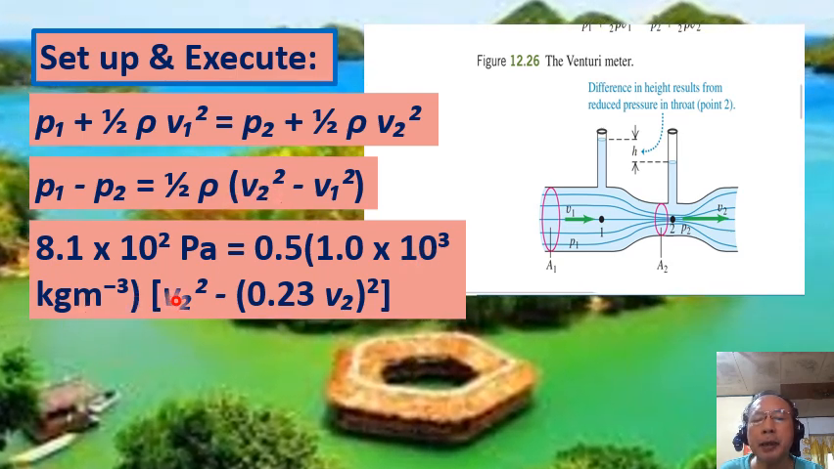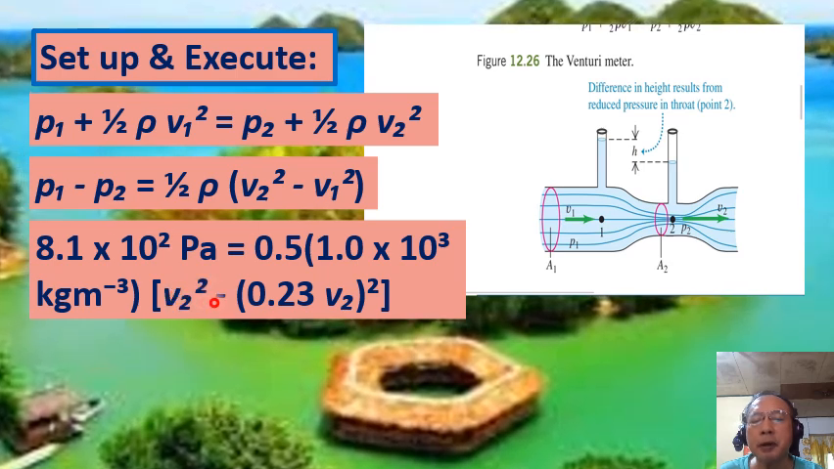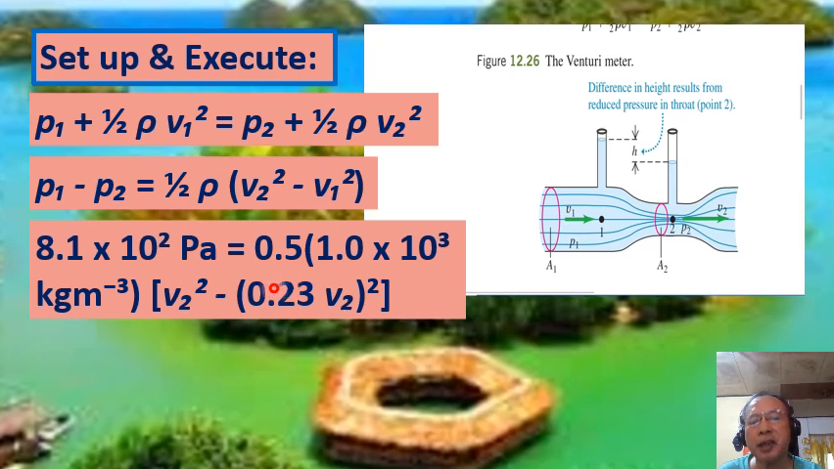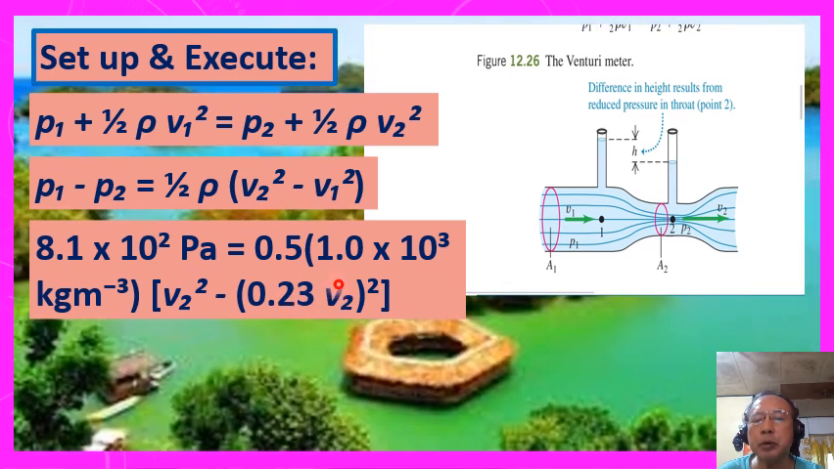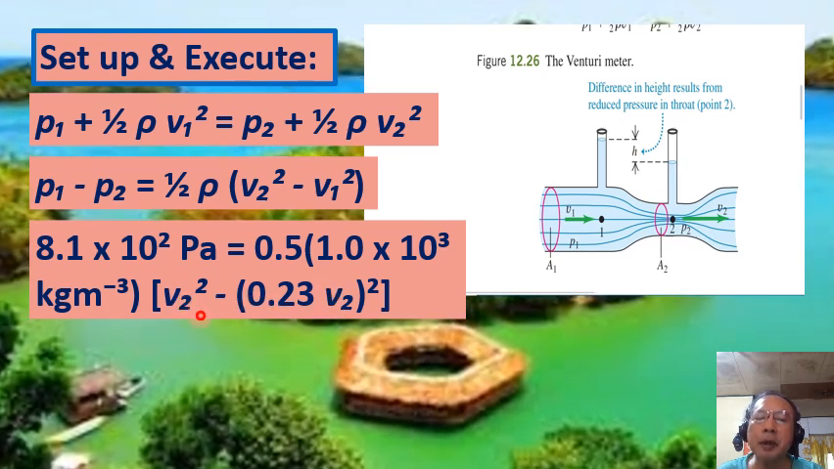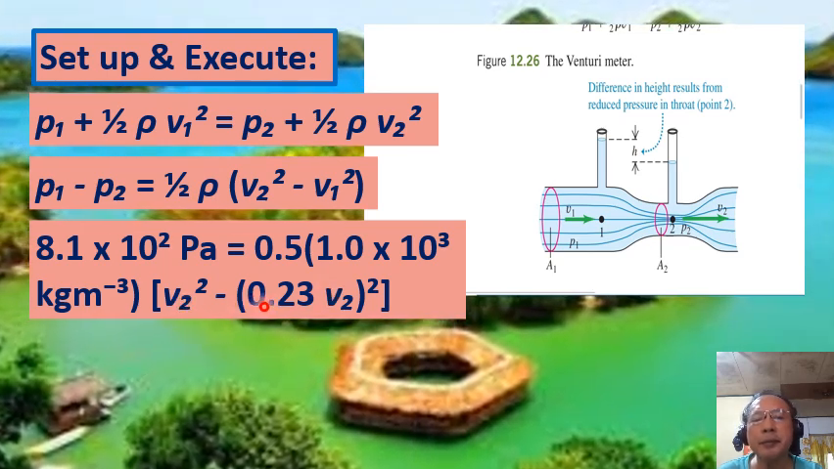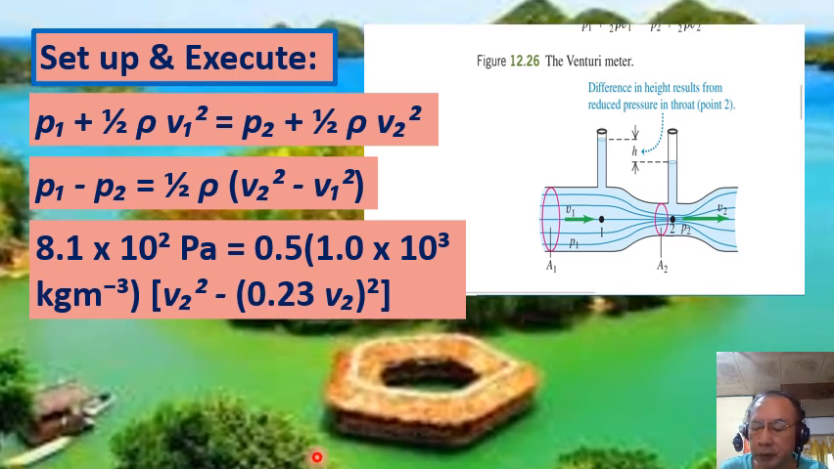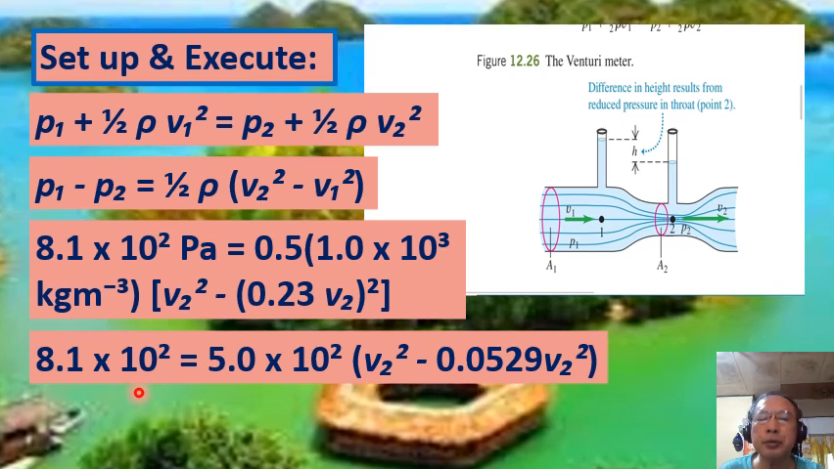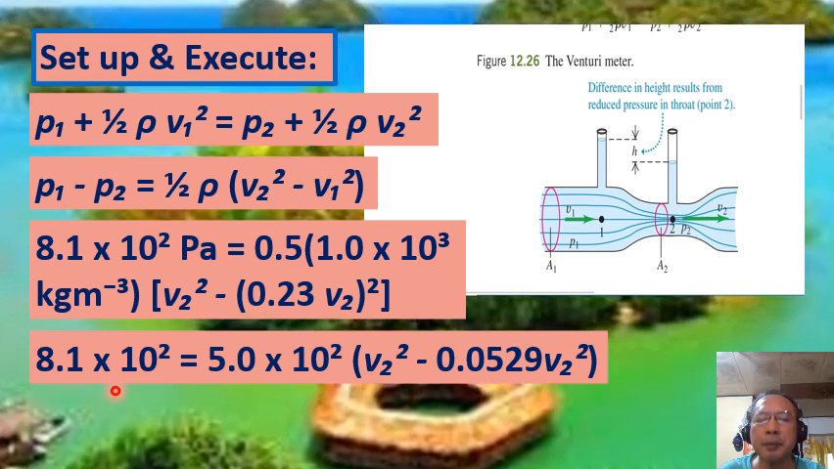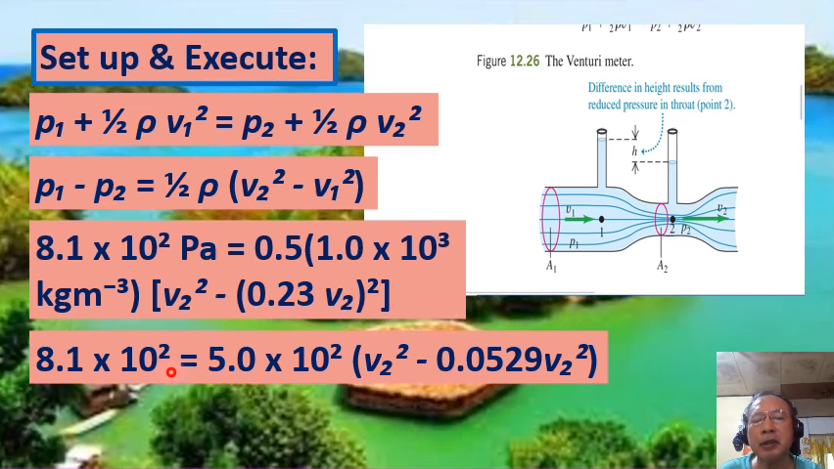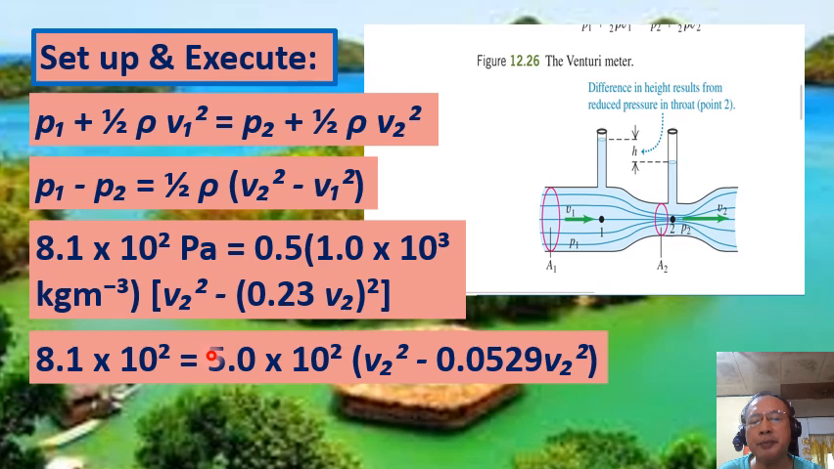And multiply it by V2 squared minus the square of V1, which we now express as 0.23 V2. Square that and subtract it from V2 squared. That is, our equation is now reduced to 8.1 times 10 to the second power. For simplicity, we don't include the units for the meantime.